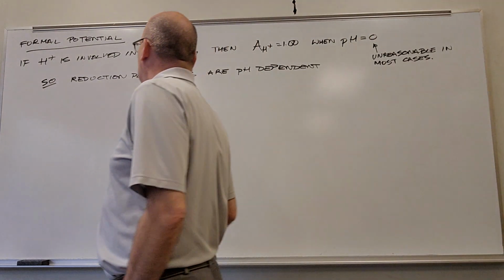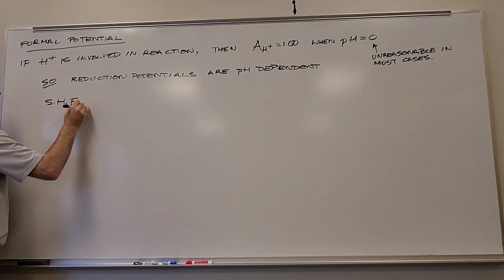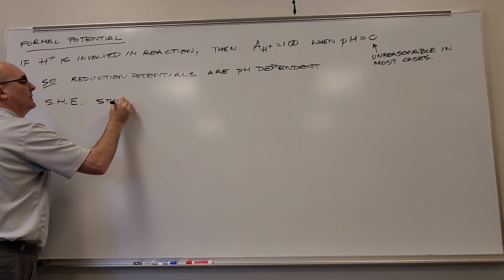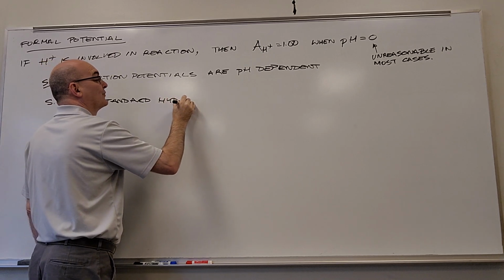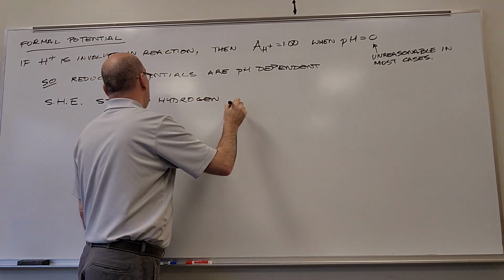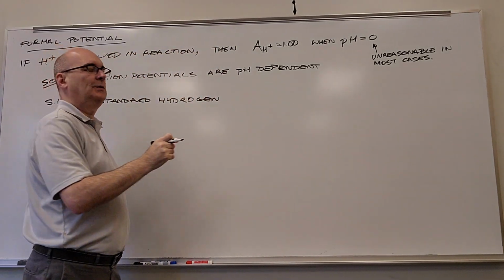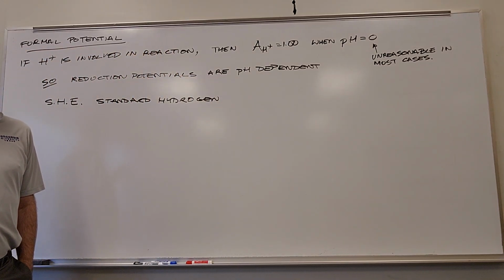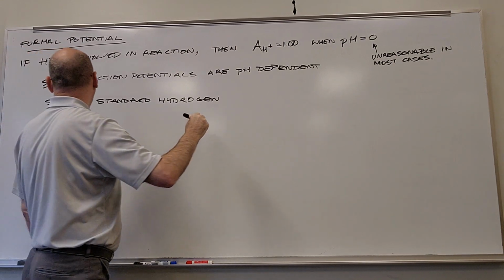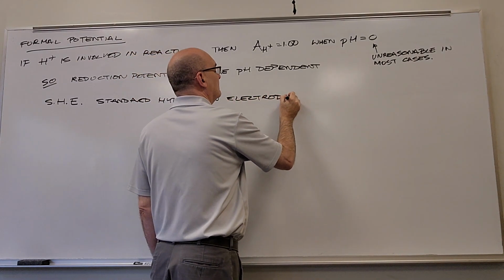Now there's a thing called the standard hydrogen electrode. The standard hydrogen electrode is a very sensitive piece of equipment. It's a little bit cumbersome to use, but it's what we set our value of hydrogen to be 0 for the reduction potentials.